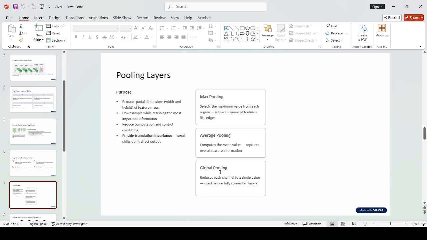There are three types shown in this presentation. The first is max pooling. It selects the maximum value from each region and therefore retains prominent features. The second is average pooling. It calculates the average value of each region and captures overall feature information. The third is global pooling. It reduces each channel to a single value and is often used before fully connected layers.